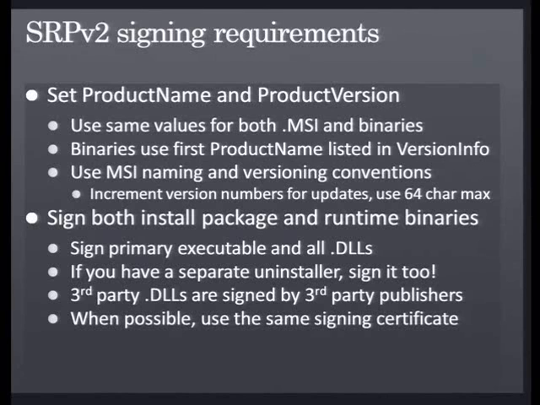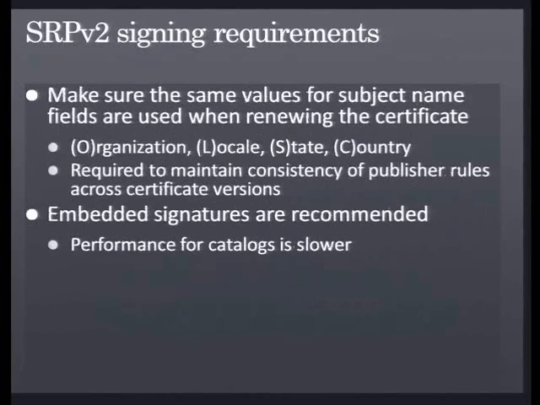And when possible, try to use the same signing certificate. Now, signing certificates do expire, but when you register for a new signing certificate, make sure that you use the same organization, locale, state, and country fields in the signing certificate. This is required in order to maintain consistency between multiple versions of the certificates in the SRP publisher rule policy.